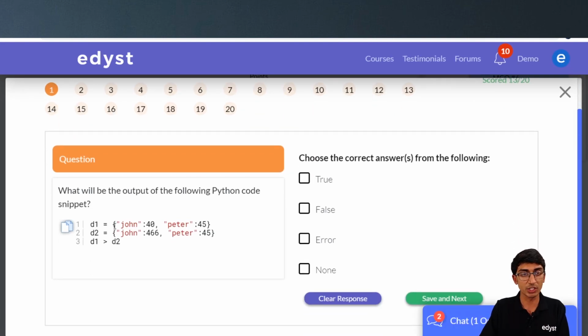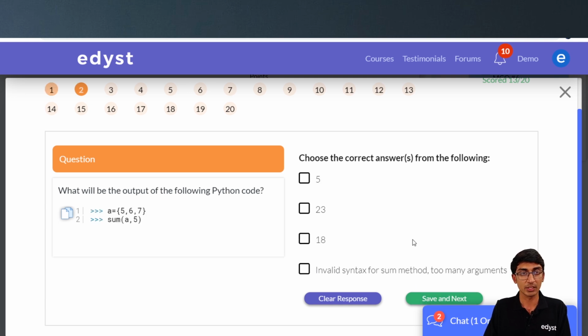You've defined 2 dictionaries over here, and we're trying to compare D1 and D2. Previously we had done D1 equal to D2 and it was giving us true or false. However, this will give an error because you can't really compare 2 dictionaries like this. You can say whether a dictionary is equal to another dictionary, but you can't really say whether it is greater than or less than another dictionary. Okay, let's go to the next one.